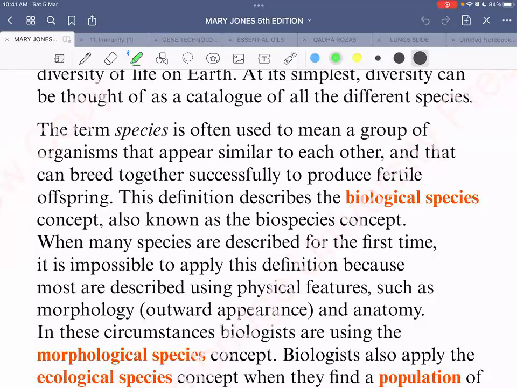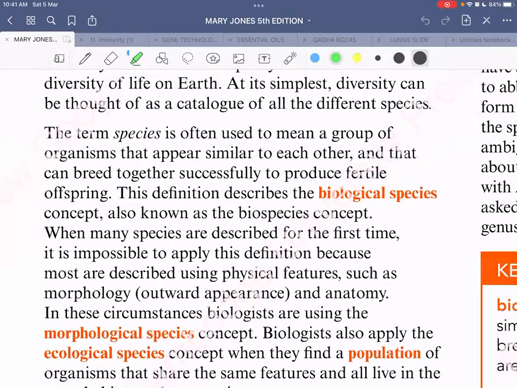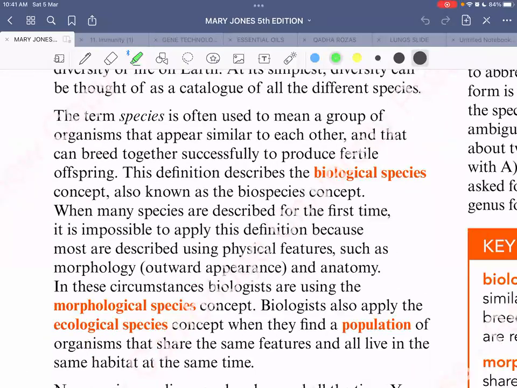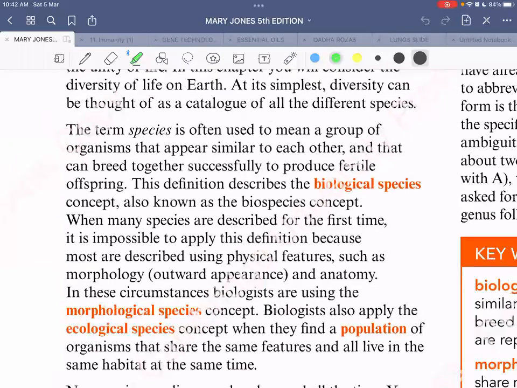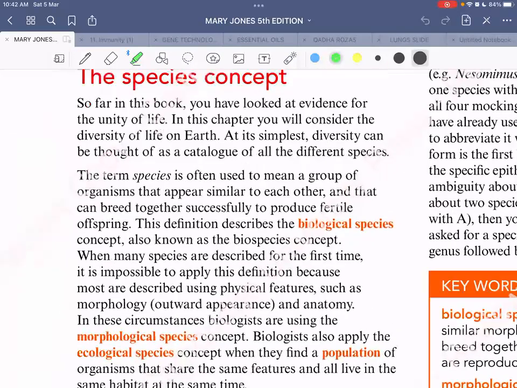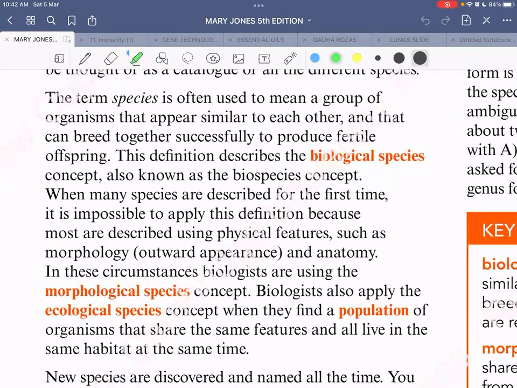ठीक है. When many species are described for the first time, it is impossible to apply this definition because most are described using physical features such as morphology, meaning outward appearance, and anatomy. In these circumstances, biologists are using morphological species concept. Biologists also use the ecological species concept when they find a population of organisms that share the same features and they live in the same habitat at the same time. ये बात समझ आई या नहीं आई? क्या मतलब है इस पैराग्राफ का?